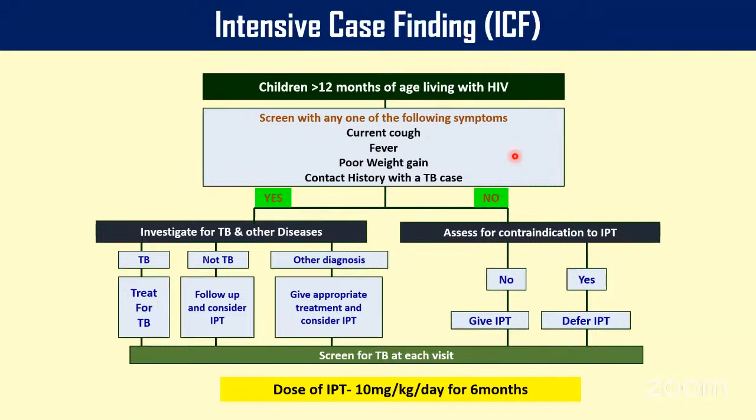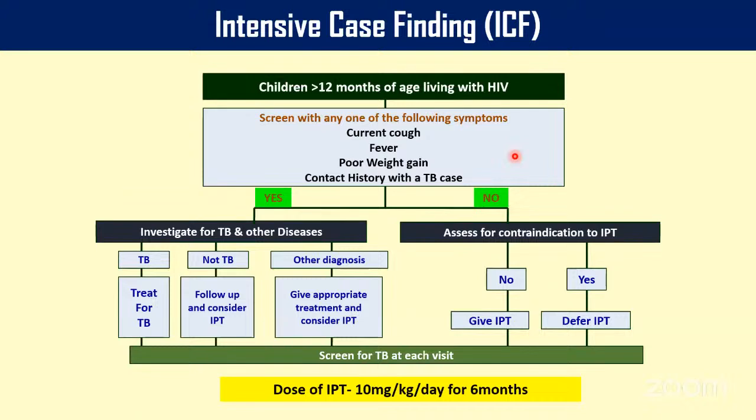Now, intensive case finding in children. Any child who is more than 12 months of age living with HIV, ask for cough, fever, poor weight gain, history of contact with TB. So we don't have night sweats and other things here. These are the 4 symptoms we are going to look for: cough, fever, poor weight gain, contact history with TB. If any of these are there, then investigate for tuberculosis.